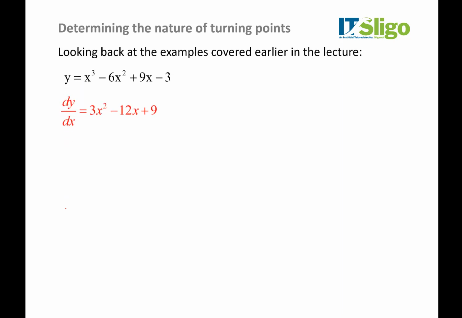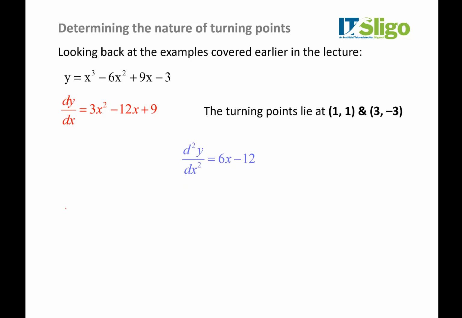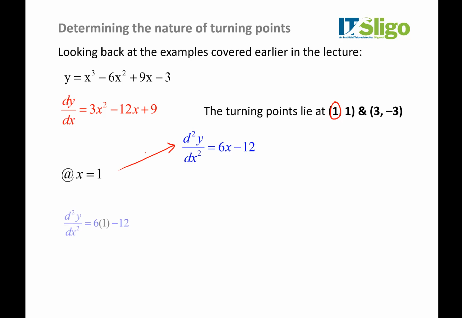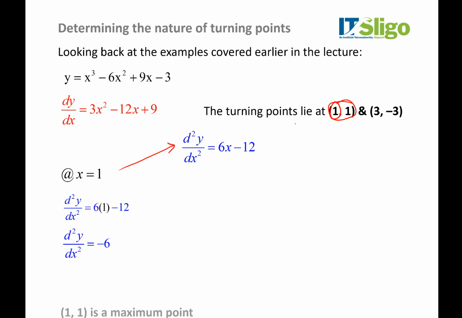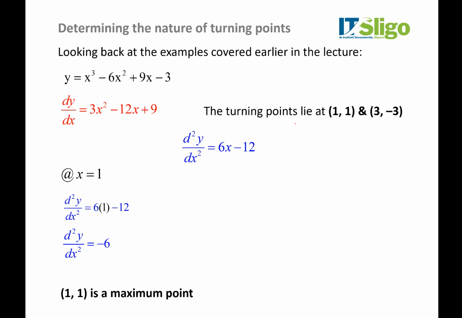Our cubic, we found dy dx, we let it equal to 0, and we got 2 turning points. Now when we get the second derivative, it's neither positive or negative, it's 6x minus 2, but we feed in each x value. So we're interested in when x is equal to 1, feed that into this function. Our answer is minus 6, it's negative, so that means this point is a maximum.